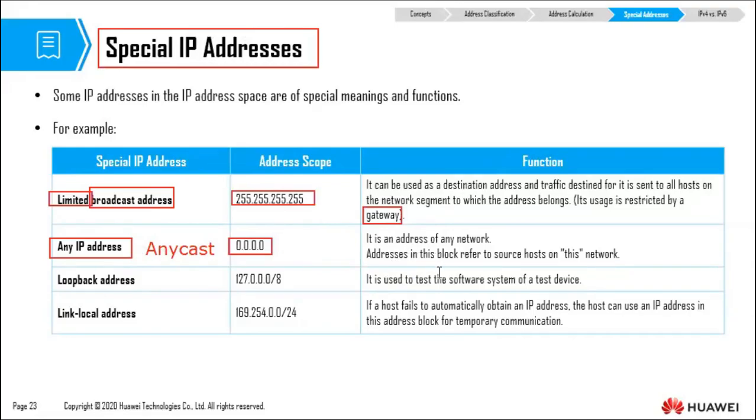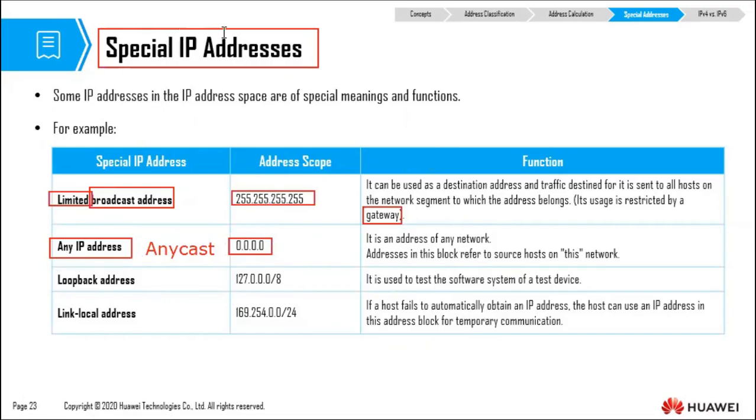This anycast address, we're going to see how it's used, but generally, it's used to refer to any network. So when we learn in the afternoon about IP routing, you're going to see one of the implementations of the anycast IP address, any network, when we configure what we call a default route.